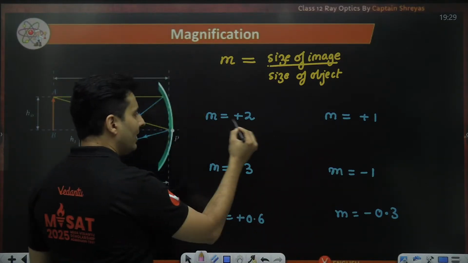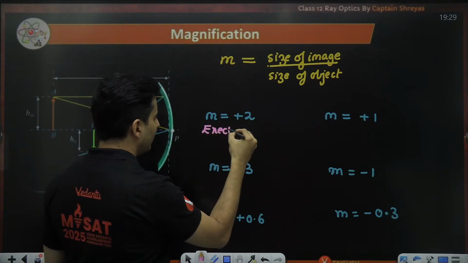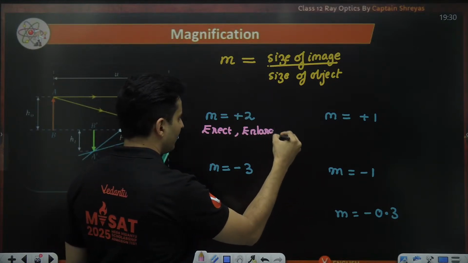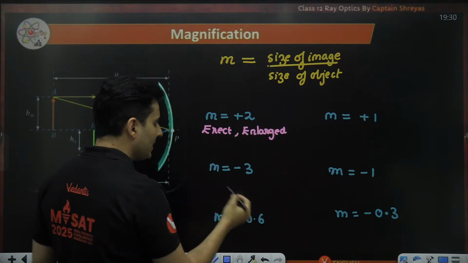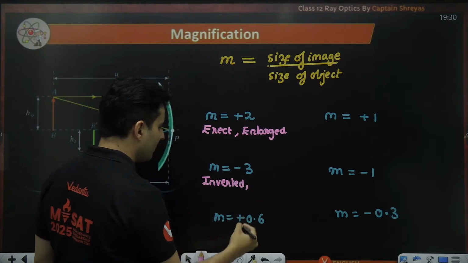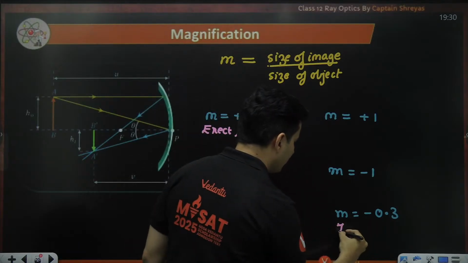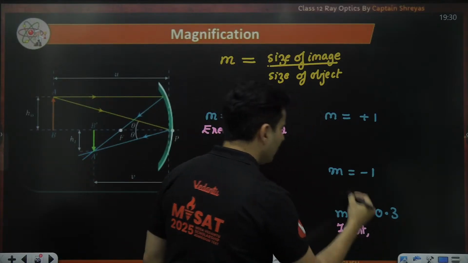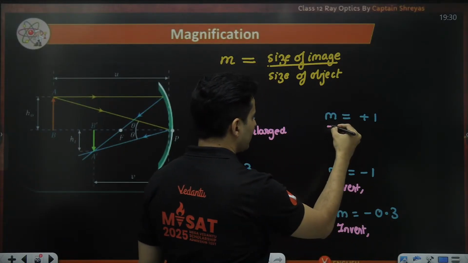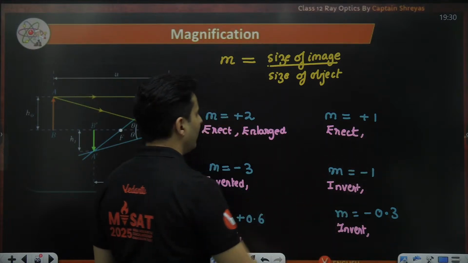First scenario. When magnification is +2, positive means it is erect. 2 means it is enlarged. It is bigger. Image is bigger than the object. Minus means the image is flipped. It is inverted. So wherever you are seeing positive, it is nothing but erect. This is also erect. This is negative, so it is inverted. This is negative, so again it is inverted. This is positive, so it is nothing but erect. So image and object are in the same direction, pointing towards the same direction.